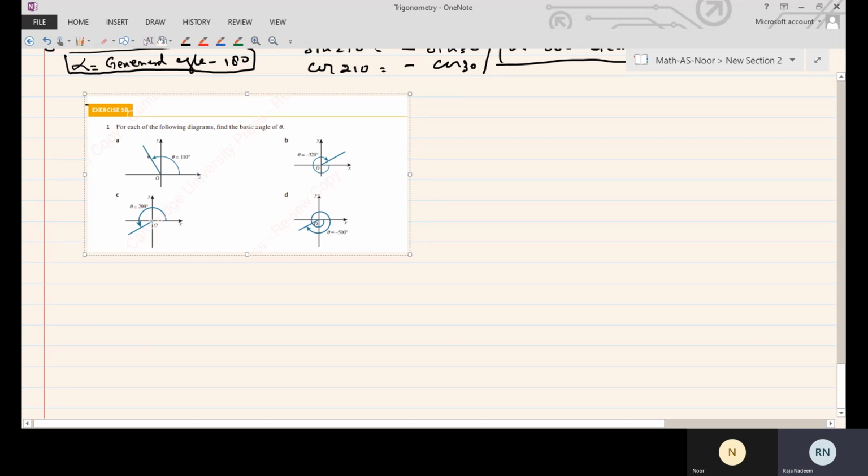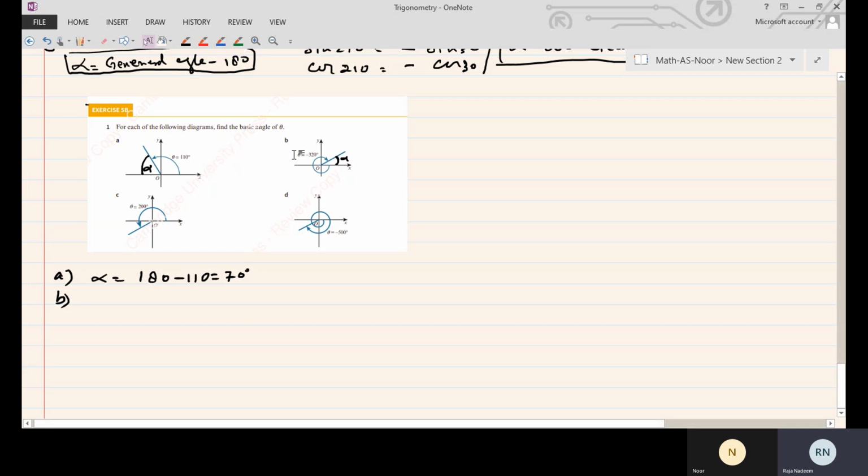So this angle is alpha. In part A, alpha would be found as 180 minus 110 is equal to alpha. Okay. In part B, this angle is alpha, the basic angle.